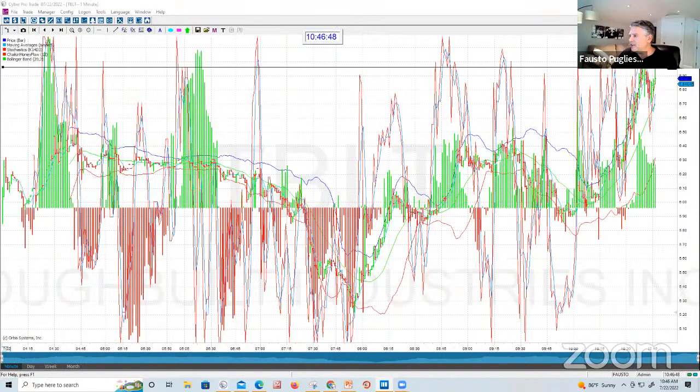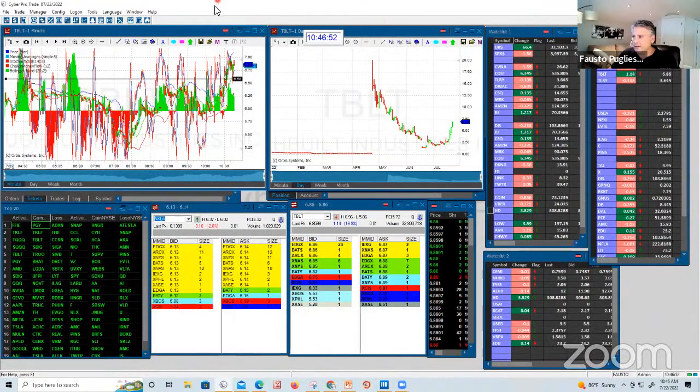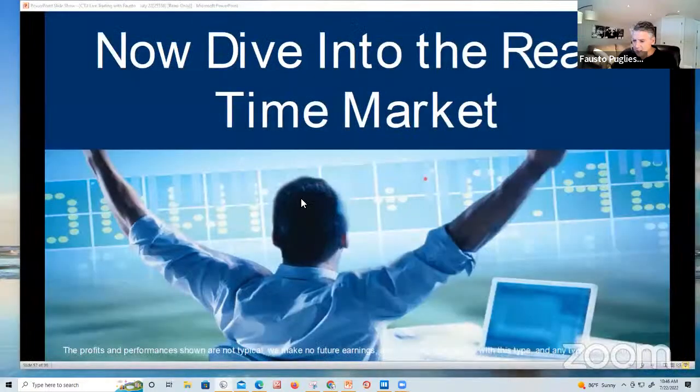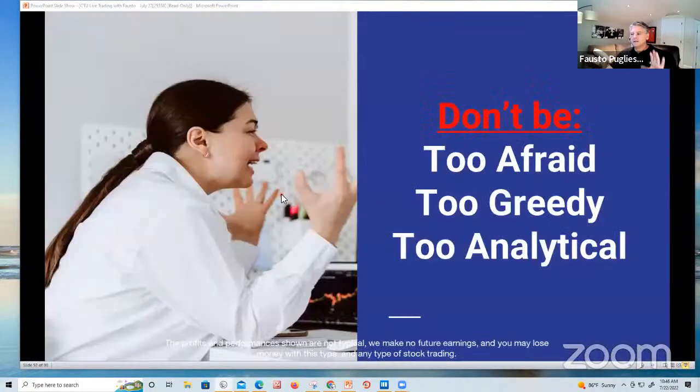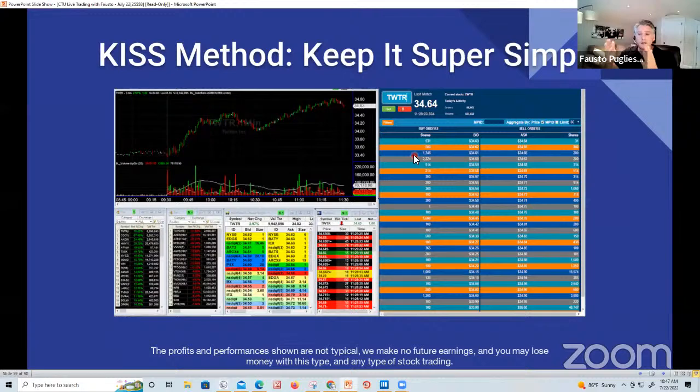Now, let me get rid of this thing because it's so damn confusing and move it out of my way because I can't look at this anymore. All right. Now, who wants to learn basically and see this live in the market? Who wants to basically learn this? Well, this is what I'm going to do. I'm going to teach you what's called the KISS method.